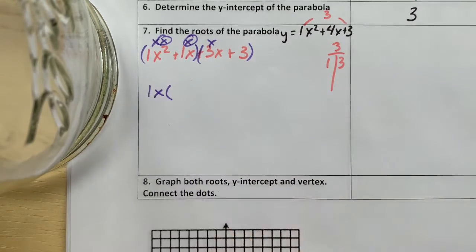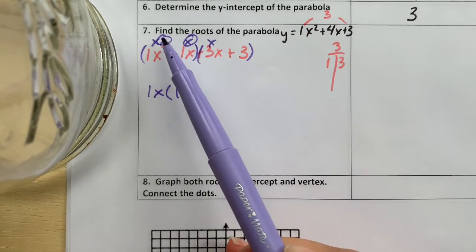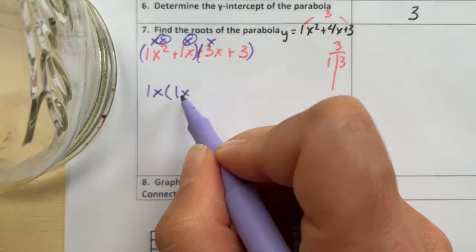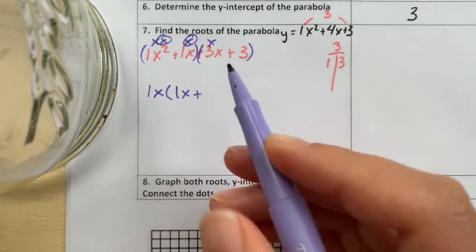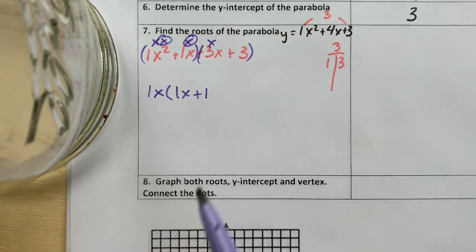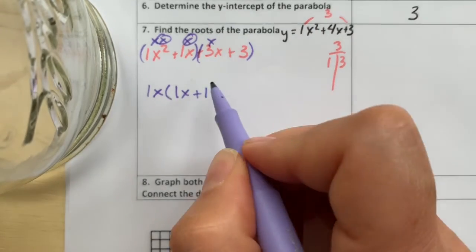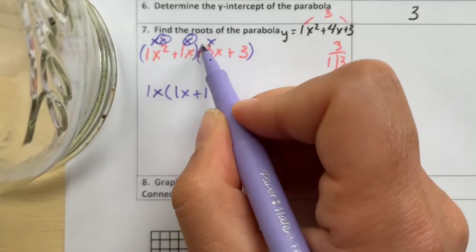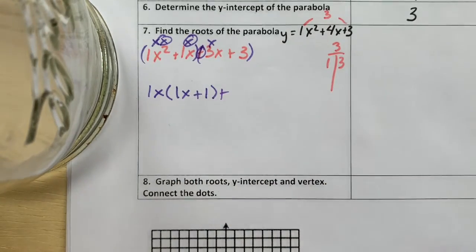So 1 divided by 1 is 1. I had 2 x's. I took 1 out, which means that I have 1 left. Plus 1 divided by 1 is 1. I had 1x. I took it out, so I'm done with that. Because of this plus, I'm going to add a plus.